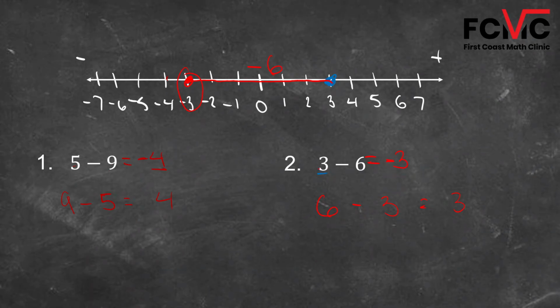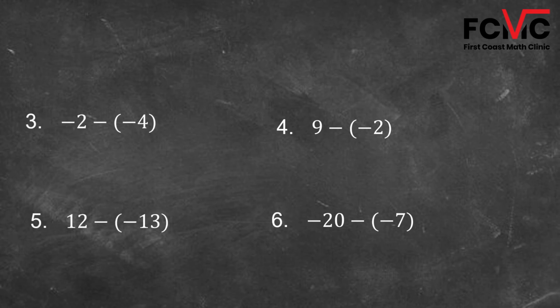All right, let's move on to subtracting positive and negative numbers. So for examples like this, number 3 is negative 2 minus negative 4, and number 4 is positive 9 minus negative 2. So we're subtracting positive and negative numbers. So we need a specific rule that we're going to use when we do this subtraction. And it's easier to add integers, add positive and negative numbers, than it is to subtract them.